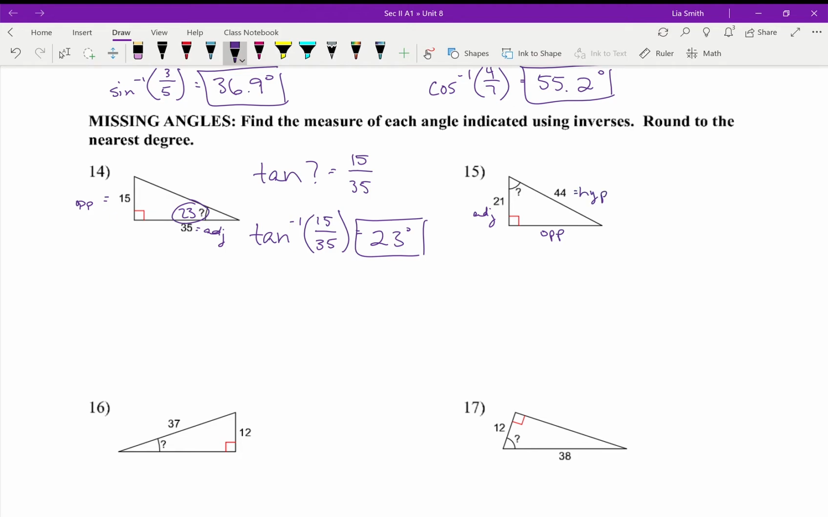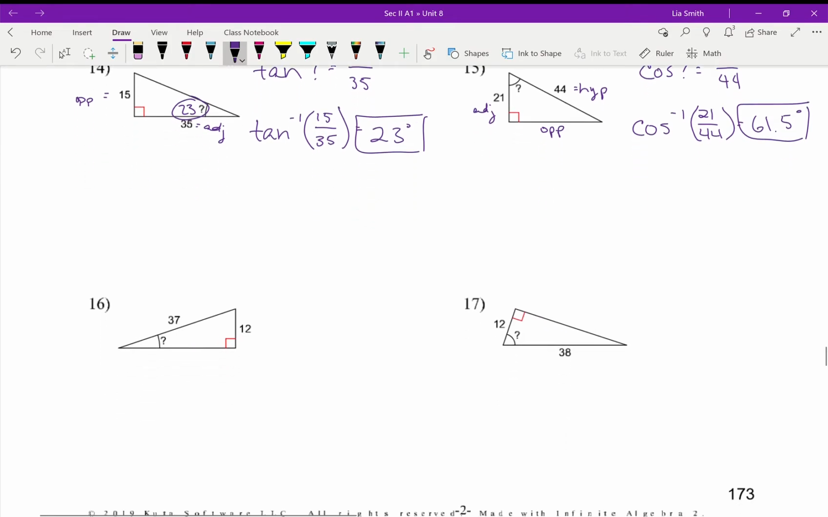So in this problem, I'm given adjacent and hypotenuse. So the trig function that uses that is cosine. So cosine of question mark equals 21 over 44. So the inverse cosine of 21 over 44 is going to give me a missing angle of 61.5. Pause the video, do 16 and 17.